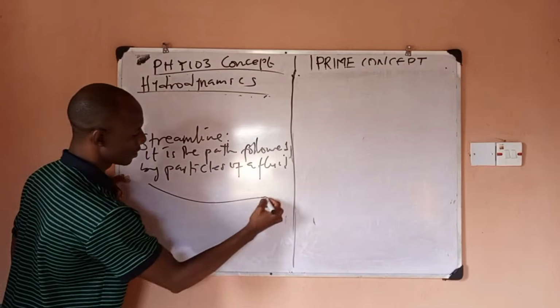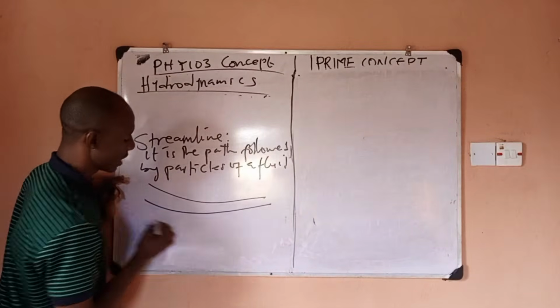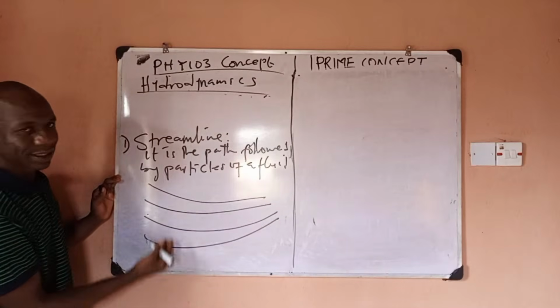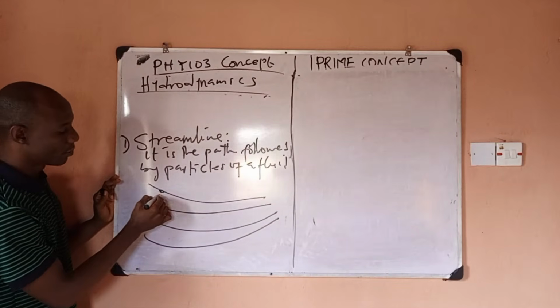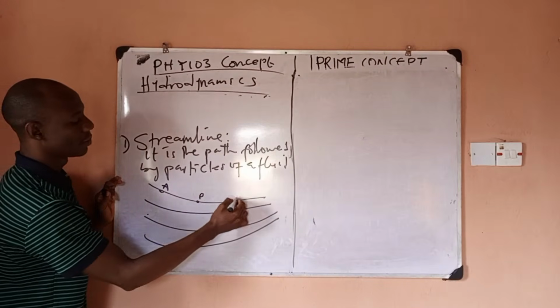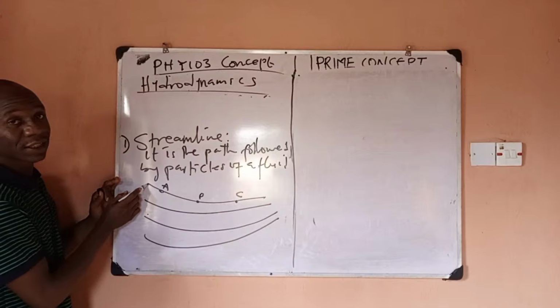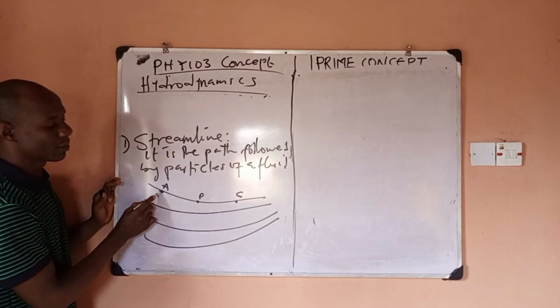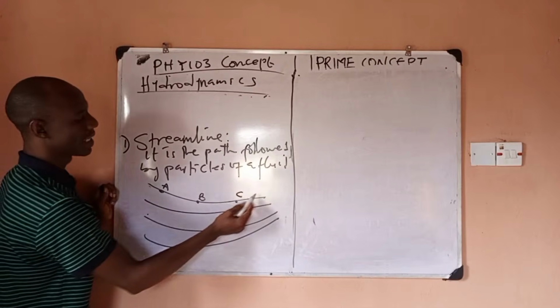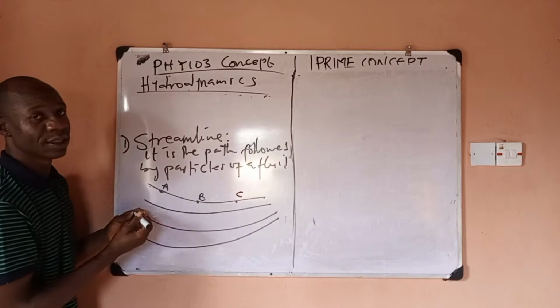So you can have something like this, and this, and this. These are streamlines. So if you have a point A, a point B, a point C, any particle that enters through this point would follow point A, then point B, then point C. So each of these lines you're seeing are what we call streamlines.